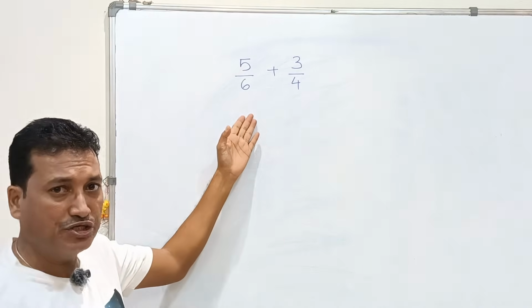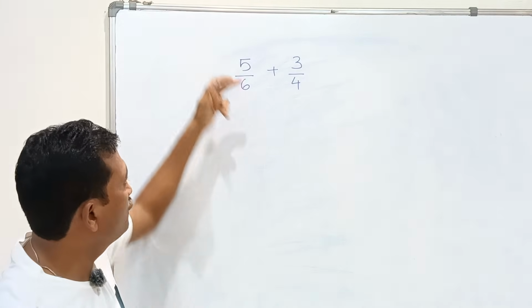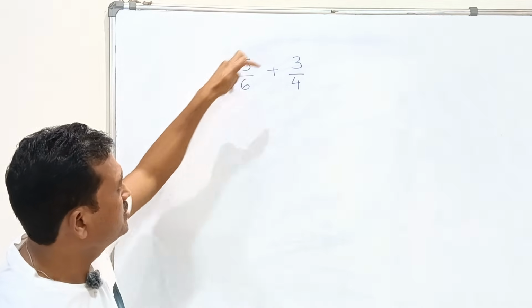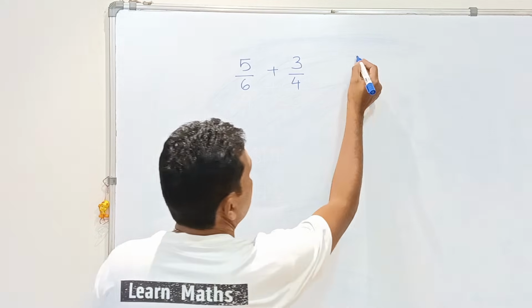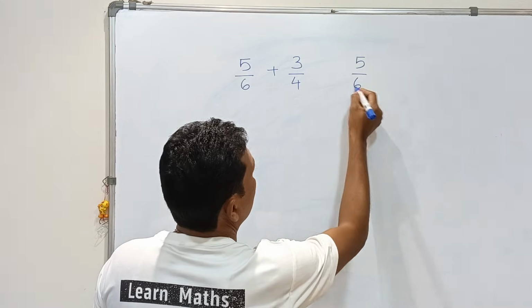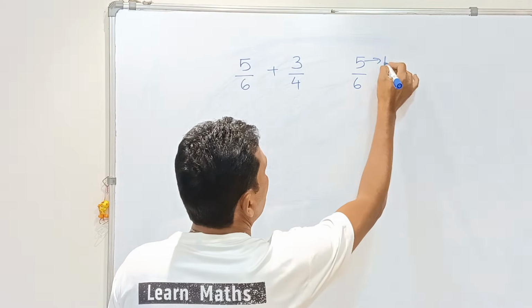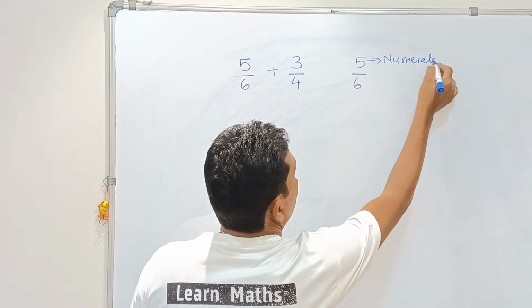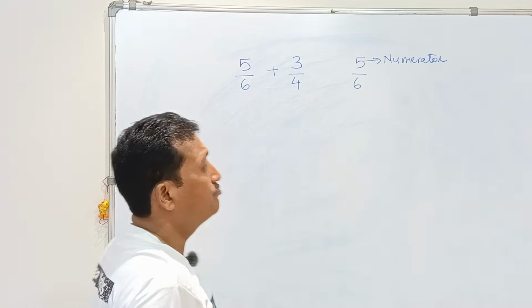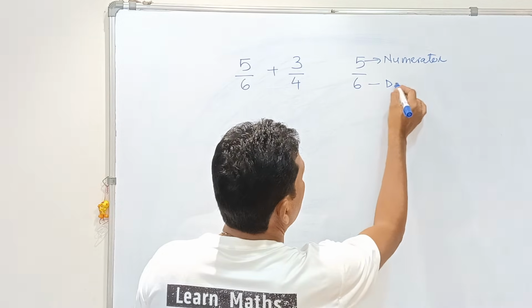Let's learn the addition of two fractions. Your first fraction is 5 upon 6 and the second fraction is 3 upon 4. The uppermost number of the fraction is known as the numerator and the lower number of the fraction is called the denominator.